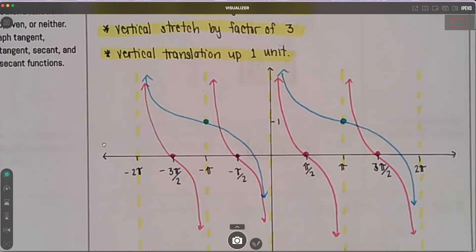But if it has an asymptote at them, it can still pass over. So this asymptote is for the pink lines, not for the blue lines. I only had one color highlighter. So where's the asymptote? Oh, I see. This one and this one. But because it's stretched, it's double the width.